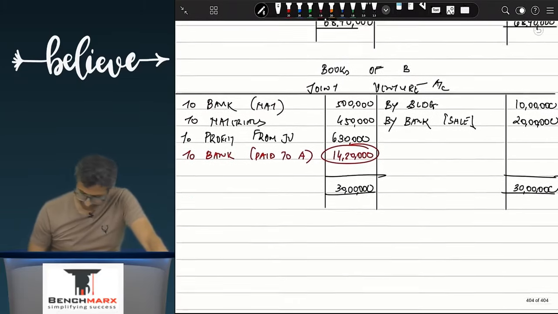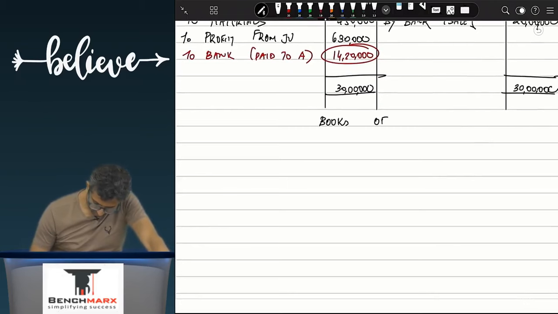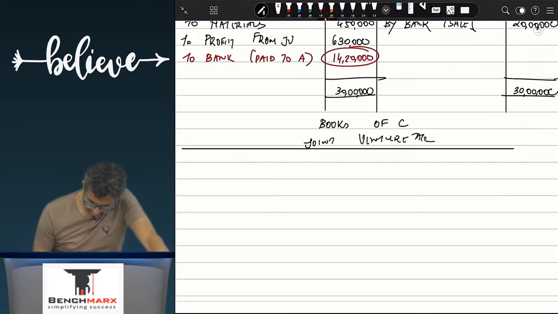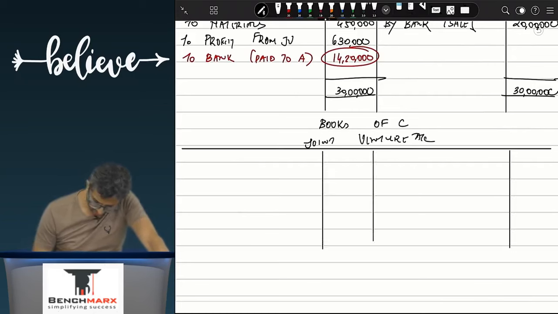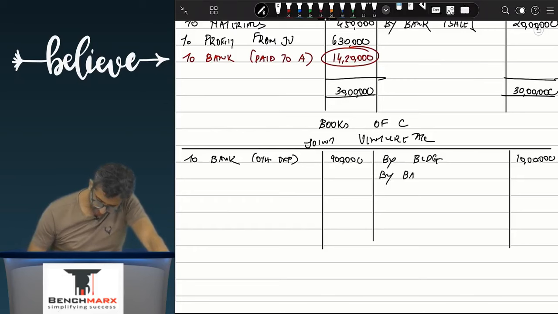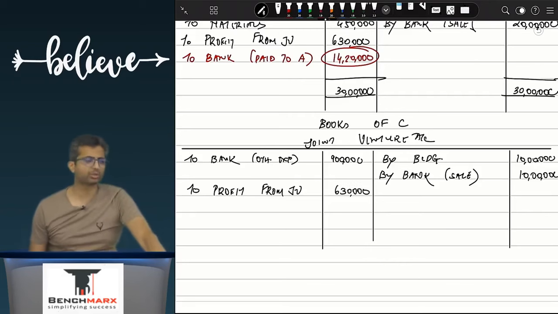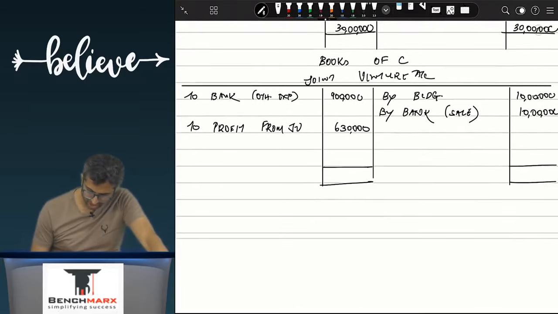You are in the books of C. And again you have the joint venture account. To bank. This is for other expenses. 9 lakh. By building, 10 lakhs. By bank, this is sale proceeds. How much is that? 10 lakhs. And there is some profit from joint venture, ₹6,30,000. So, all expenses are attributable into the joint venture account and then if I try to balance, ideally I should have received 9, 15, 30, but I have received 20. So, jo extra hai, I need to pay it to the other partner.